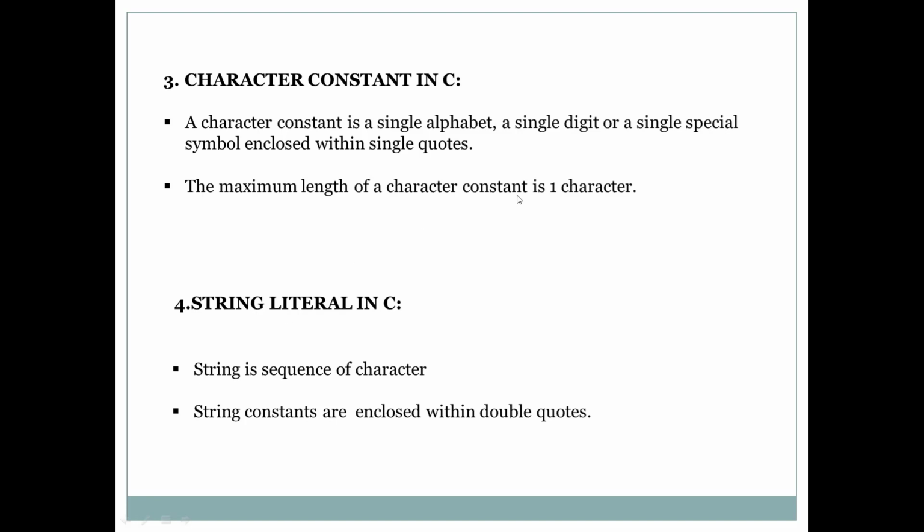Now the fourth is string literal in C. A string is a sequence of characters. String constants are enclosed within double quotes. Just as character constants are enclosed within single quotes, in a similar way string literals are enclosed within double quotes. The difference between these two is that a character constant contains only a single character, but a string literal contains a sequence of characters or a stream of characters.